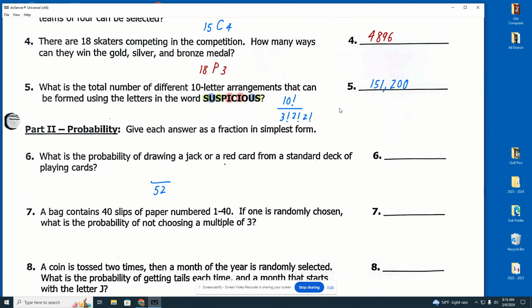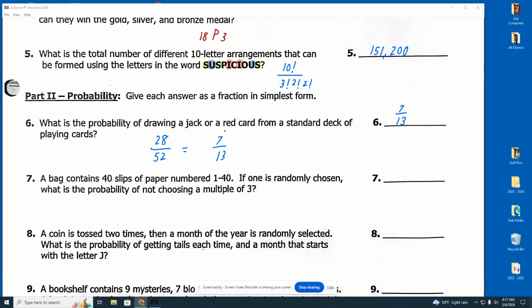Okay? So here's what I did. I said I had 4 jacks, I had 26 red, but 2 of those jacks are red. So 26 plus 2 is 28. So I have 28 out of 52. 28 out of 52. Now that reduces to 7 over 13. That's pretty tricky though, right? Pretty tricky. But y'all can do it.